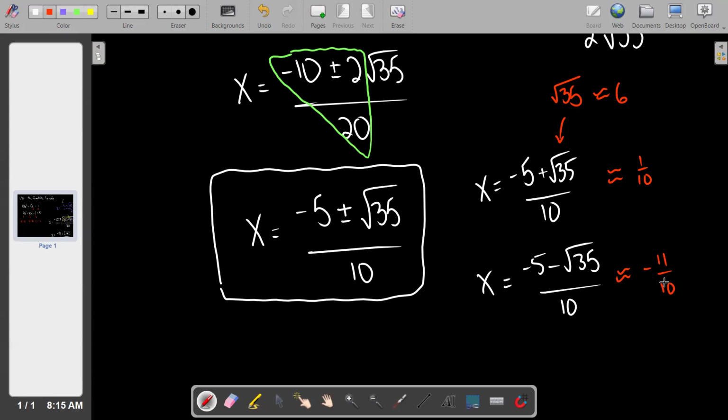So I don't want you to think that those are weird things. Yes, they're irrational and they can be a bit scary, but they're actual numbers. They're just not perfect, right? Yeah. So that's how you attack the quadratic formula.